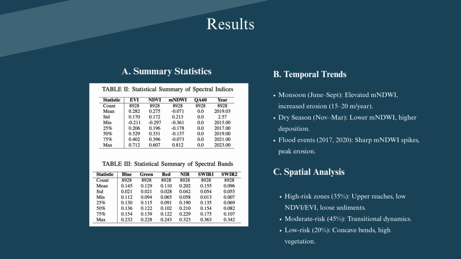Notably, 30% of our study area was classified high risk, characterized by low NDVI, EVI, and loose sediments, particularly in the upper reaches. Moderate risk zones covering 45% showed transitional dynamics, while 20% were low risk, typically in concave river bends with high vegetation cover.